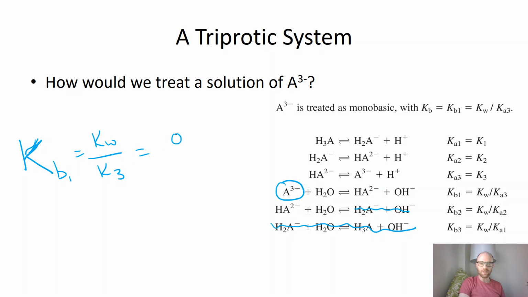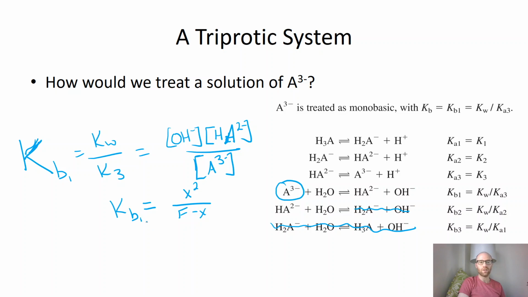And that's going to equal hydroxide times the HA2 minus over the A3 minus concentration. And then if you substitute an X for the hydroxide ion concentration, what you end up with is X squared over F minus X equals KB1. And then you just solve with your calculator.